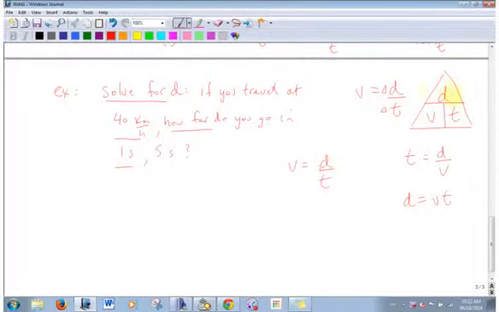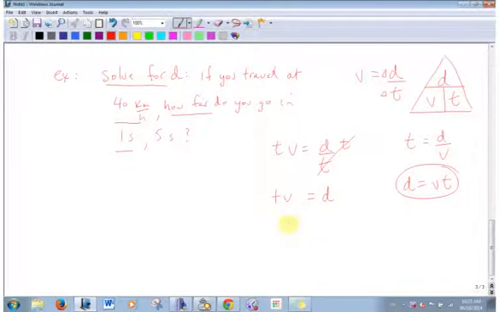Well, you can use the triangle, or algebraically, I want D by itself. How do I get rid of T? If I multiply by T, it cancels out. Whatever I do to one side of the equation, I have to do to the other. So D is VT, which is what we got with the triangle too. Just think of it in terms of units. Time is in seconds. Velocity is meters a second. If I multiply that, what unit do I get? Meters. Is that a distance? It has to work, right?